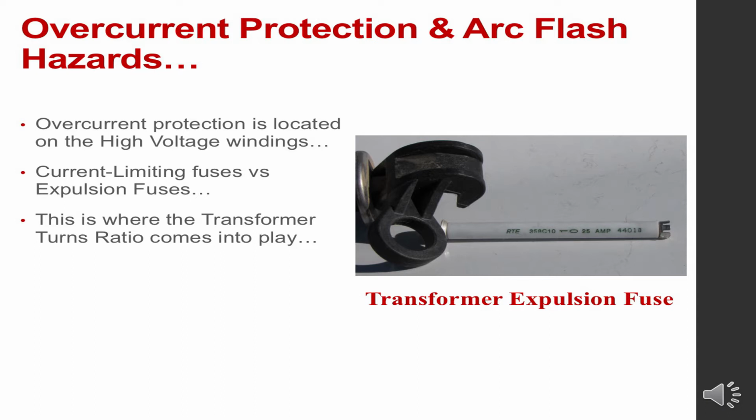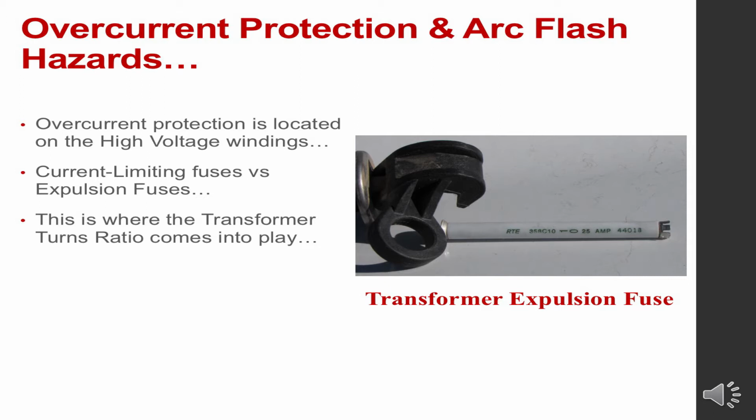Contrast that with the picture that you see on the right. That's a typical expulsion type fuse in a transformer application. Now that fuse looks like a cigarette, and it is almost exactly the size of a regular cigarette. This fuse only has typically about a 1200 amp interrupting rating. So if you have a fault on the primary side or the high voltage side of the transformer, this particular fuse will not be able to react to that fault.